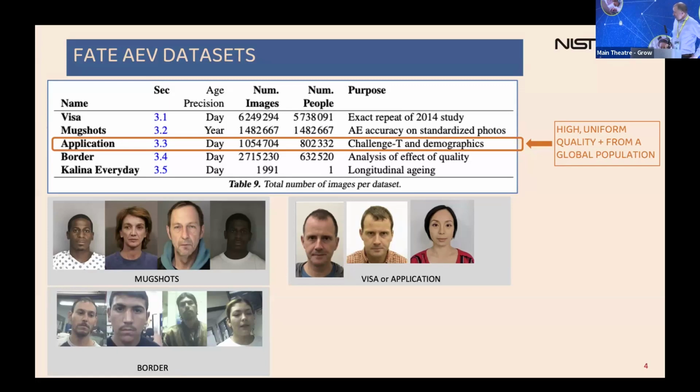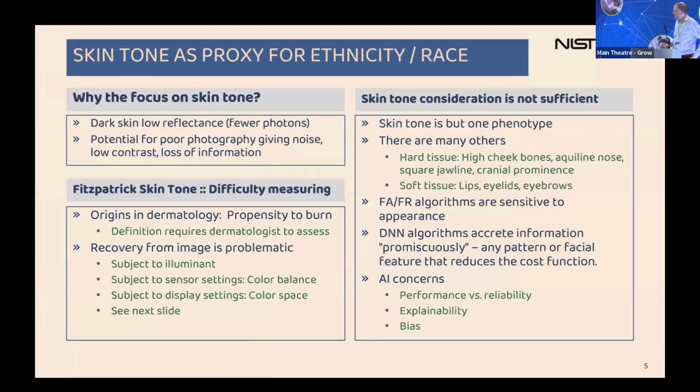I put a red box around the application photos because they are collected with a dedicated camera rig in an office setting, attended operation, high quality photos, glasses off, person looking at the camera. So it's sort of as good as it gets. And you can see some toy examples there. They're not the real images. I'm not allowed to show you the real images, but they're representative images. All right, so that's the data sets.